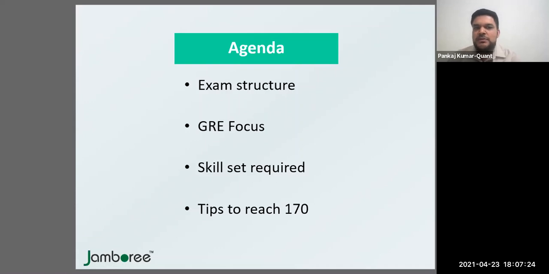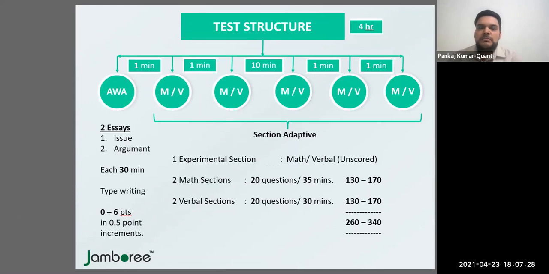Let's talk about the exam structure first. When I'm saying exam structure, I mean what exactly you will be answering. The exam structure is a combination of a total of 6 sections. What exactly are those 6 sections? The first section is AWA. In this, you will be writing 2 essays. One is going to be an issue essay and one is going to be an argument essay. I'm really focusing on the first.